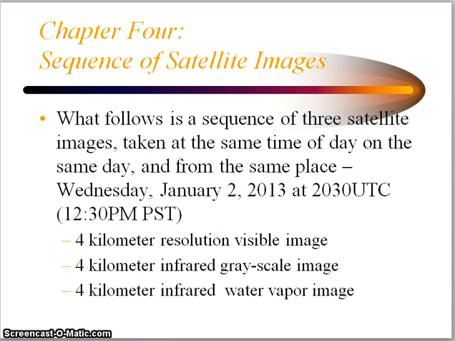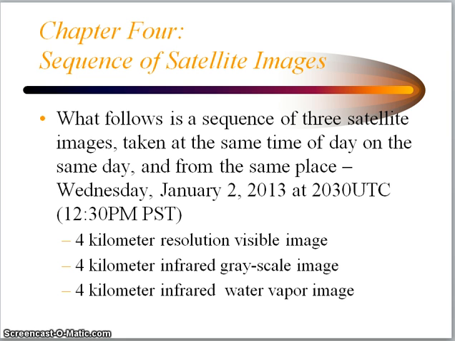All right, so what follows is a sequence of 3 satellite images taken at the same time of day, on the same day, and from the same place. This is from Wednesday, January 2nd, 2013, at 2030 Universal Time Coordinated. Remember, there's 8 hours difference between London and the Pacific part of the United States. We're in the Pacific time zone. So if you subtract 8 hours, that puts us at 12:30 p.m. Pacific Standard Time. So this is right around lunchtime on Wednesday, January 2nd, 2013 in our time zone.